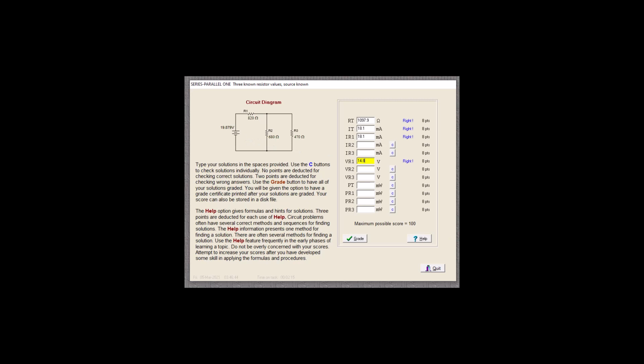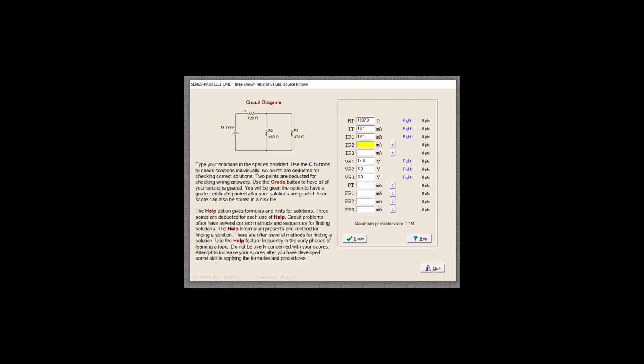So I'm going to go ahead and leave the number in my calculator and multiply it by 19.879. And I'm going to come up with VR2 is 5.0. And VR3 is going to be 5.0. Good. So since we have 5 volts across these two, we could go ahead and just use Ohm's law.